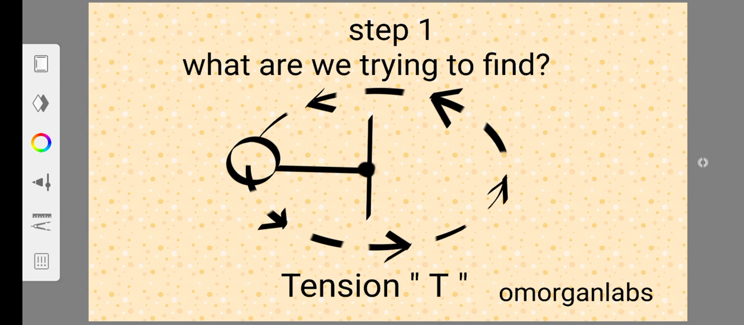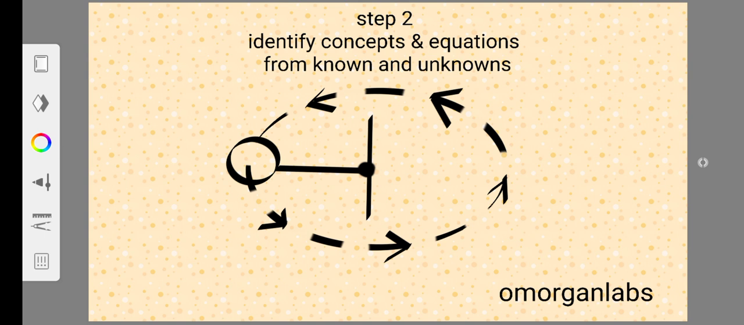Step two, identify concepts and equations from your knowns and unknowns. This is where we think about, okay, I'm trying to find tension. What concepts and equations relate to tension? What's my scenario? Okay, it's an object spinning on a string. Okay, circular motion. What are my equations of circular motion?